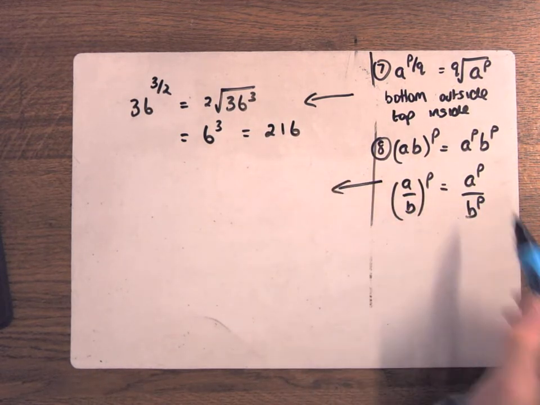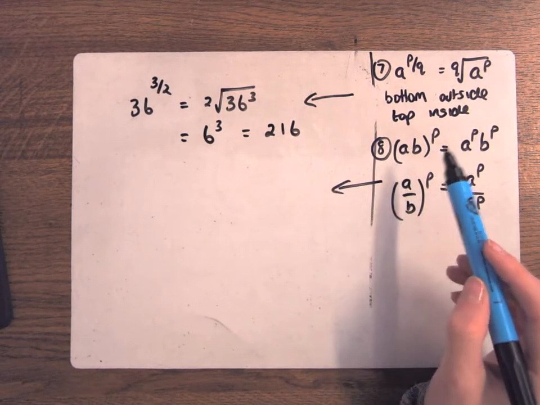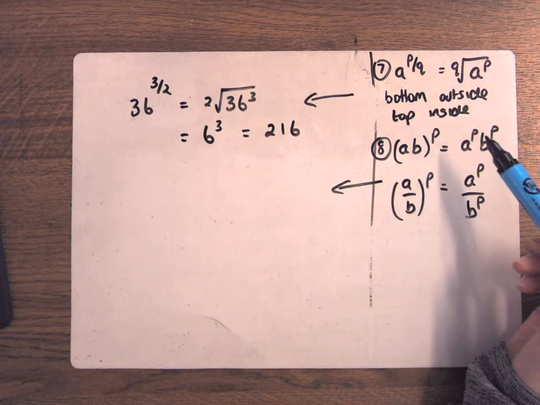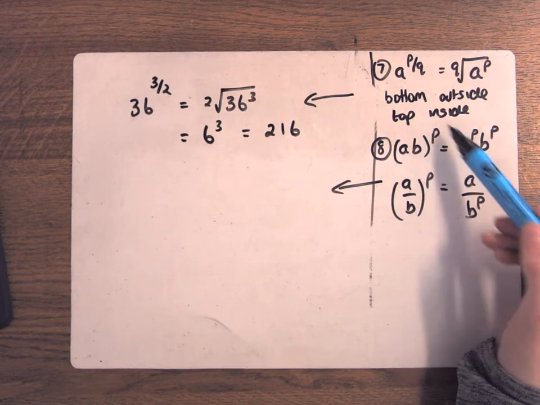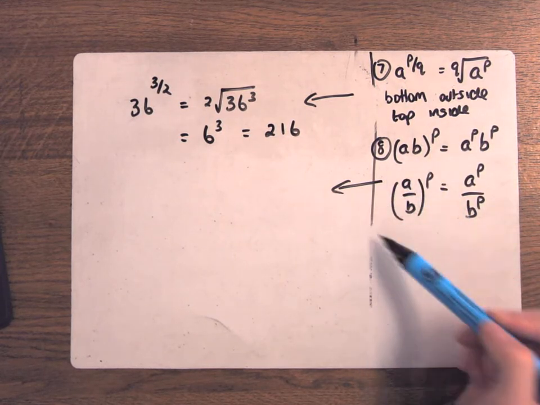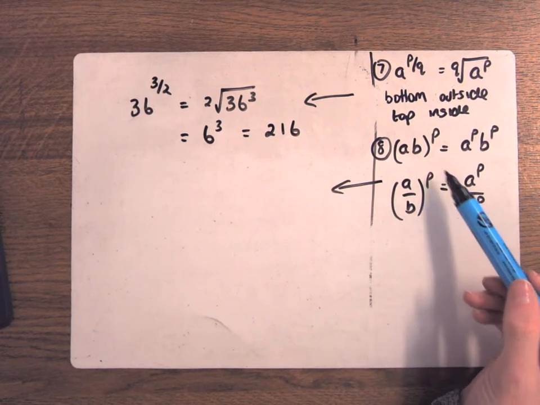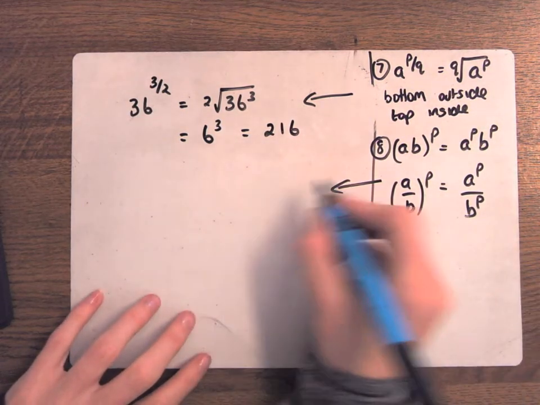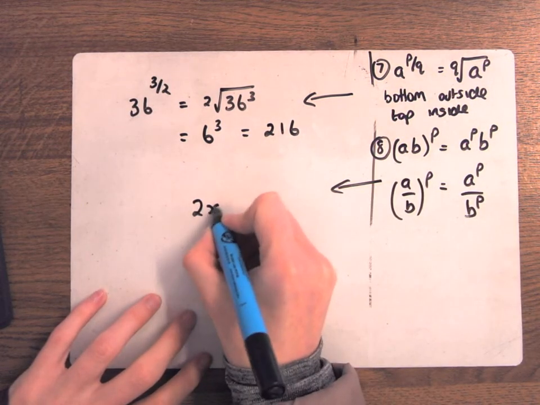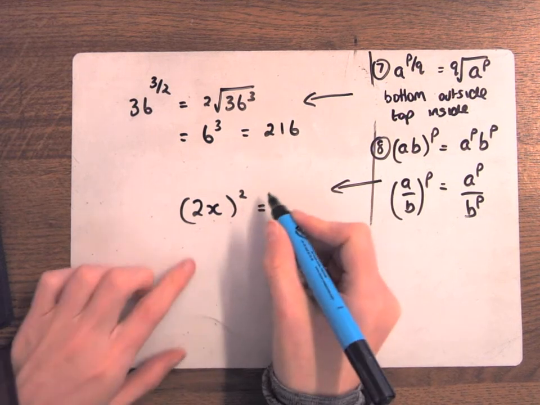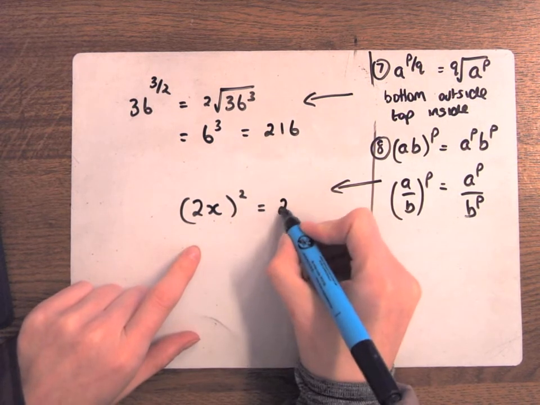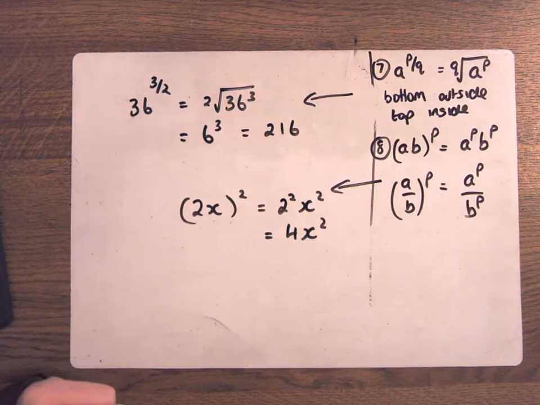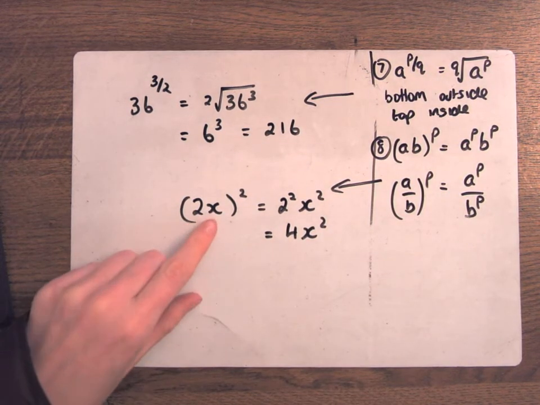And this one, we've used this a lot. If you have a power, normally a square outside a bracket, it goes to each one inside the bracket. And same thing, if you're squaring a fraction, the square goes to the top and to the bottom. So like when we were doing maybe 2x all squared, we do 2 squared and we do x squared, but normally we would just write down 4x squared. You're just squaring that and squaring that.